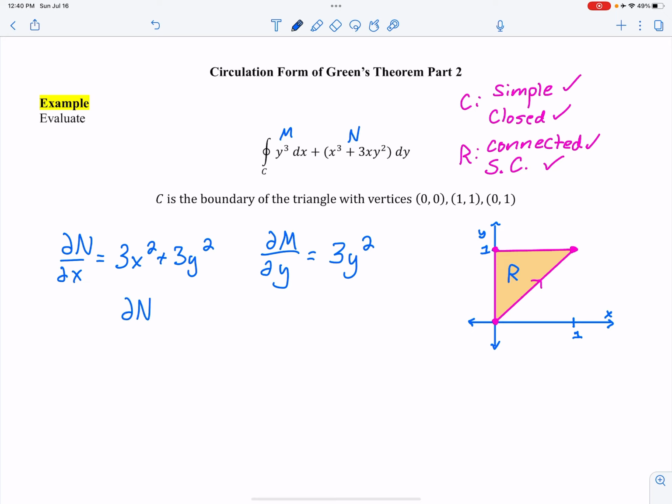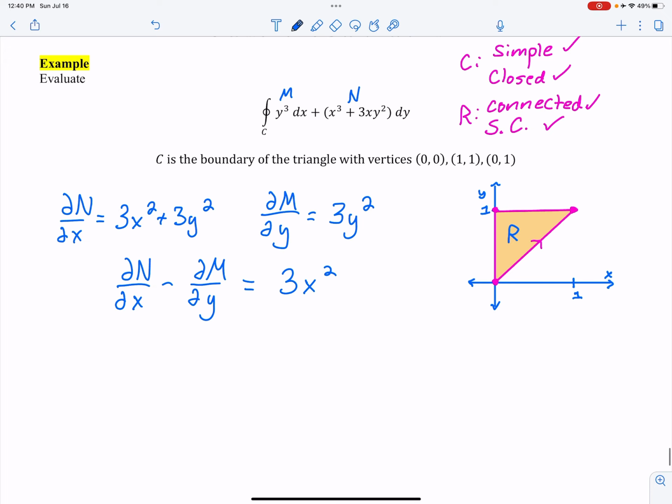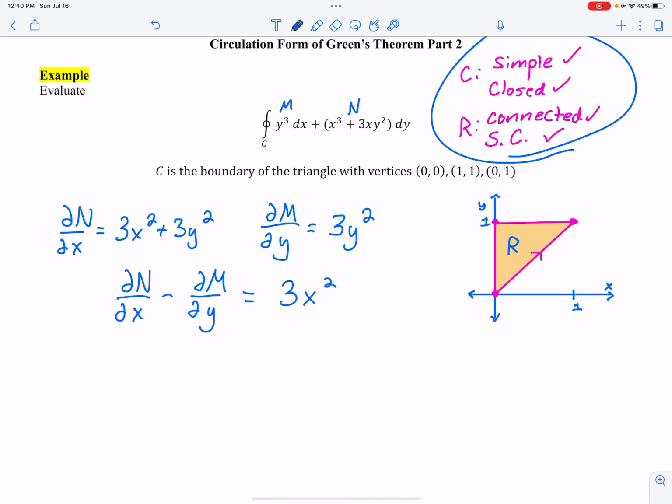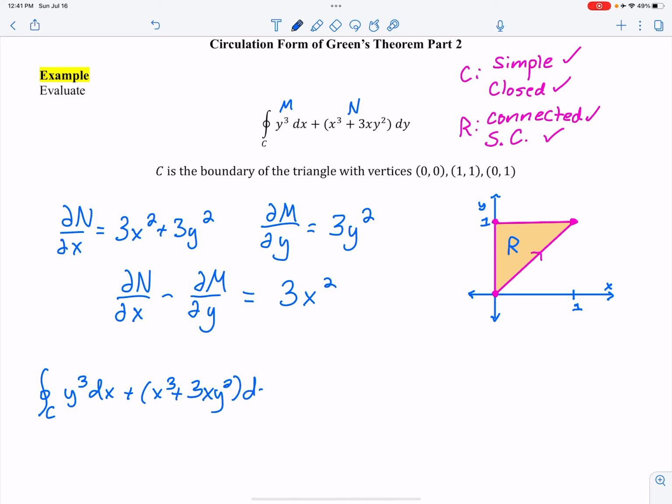And then the subtraction, so notice they're not conservative. We want to subtract these two things to put in my new integrand. And notice we just get 3x squared. All right, so since we have all these confirmed up here, we can use Green's theorem. So I'm going to rewrite my problem real quick. It's the teacher in me, I guess, probably rewriting my problems all the time. 3xy squared dy, and this is equal to the double integral over R, and then I put 3x squared in there because that's a subtraction, and that's dA.